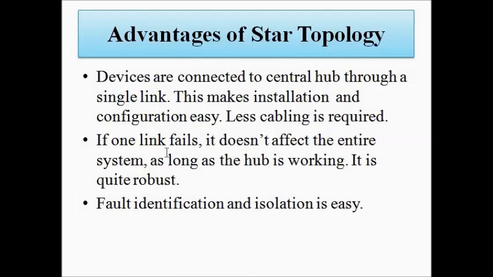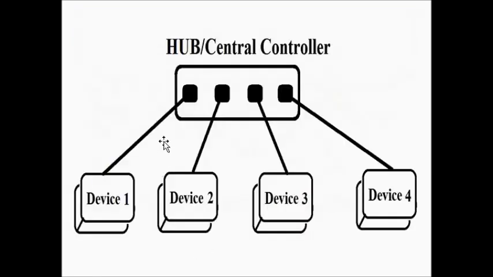And similar to the mesh topology, fault identification is very easy. It is very easy to locate and identify any defective link. If the data sent from the hub or the controller to the device, or from the device to the hub, does not get transmitted in the allotted time, it means there is something wrong with the link. So fault identification is very easy because there is a dedicated link between each of the devices and the hub.